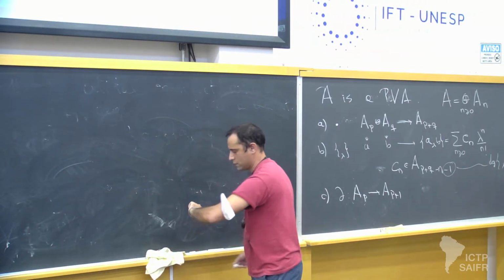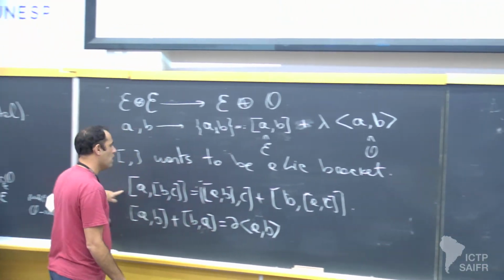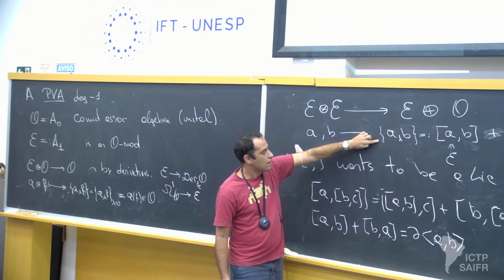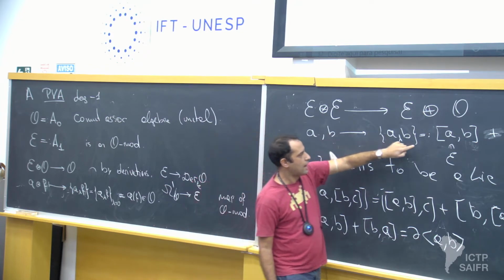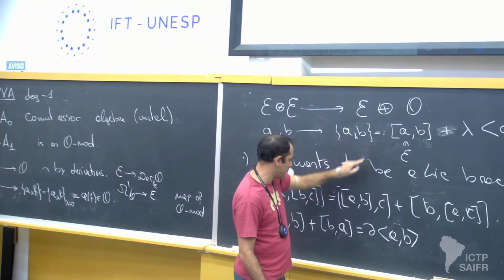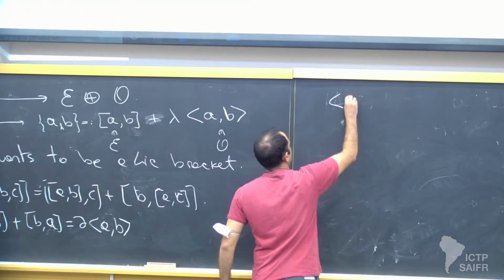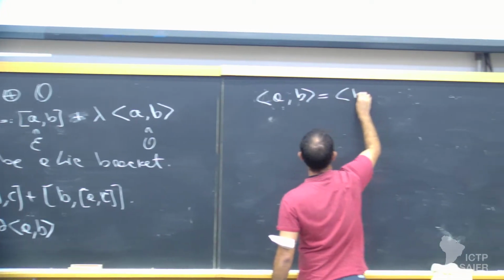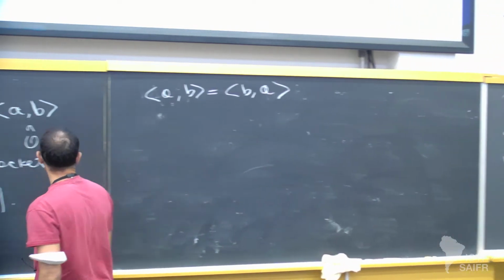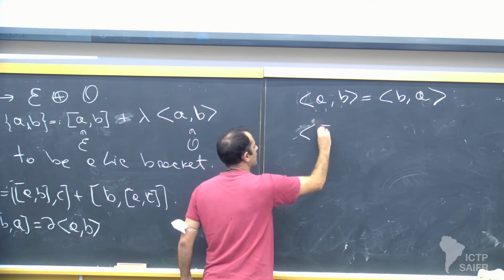Okay, so let's play a little more. Now I can look at the Jacobi condition for this bracket and analyze the skew symmetry condition for this bracket. The skew symmetry condition, I've used it here, but I also get that this guy is symmetric: AB is equal to BA. And I get a few things more. Let me tell you some of them. For example, a relation between the bracket and the pairing.